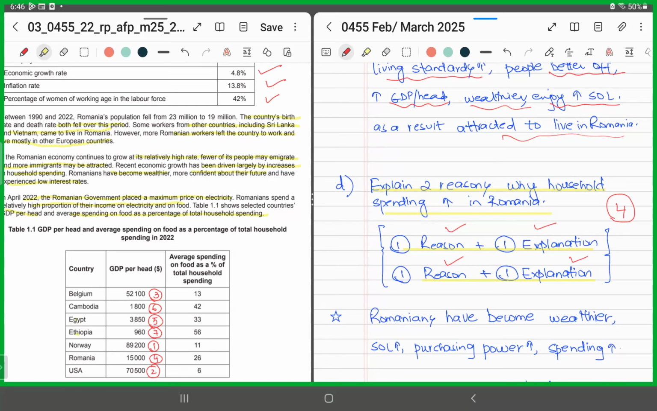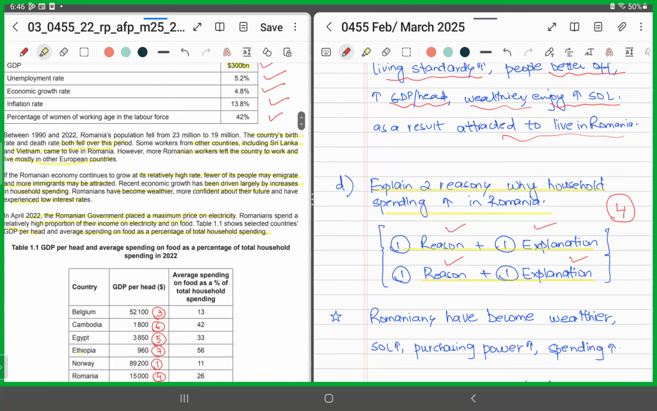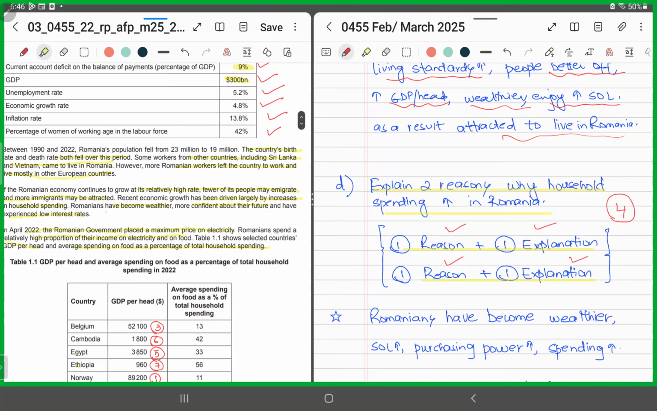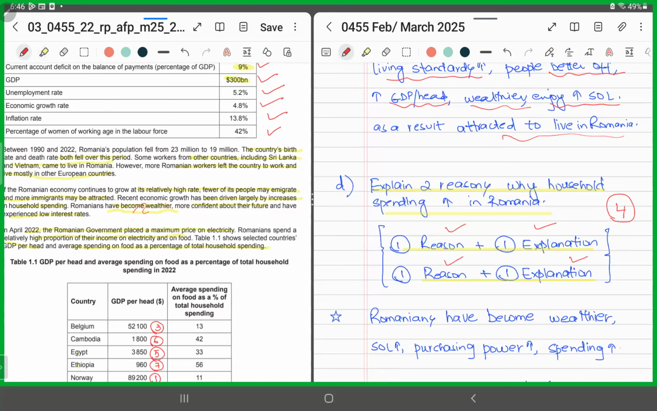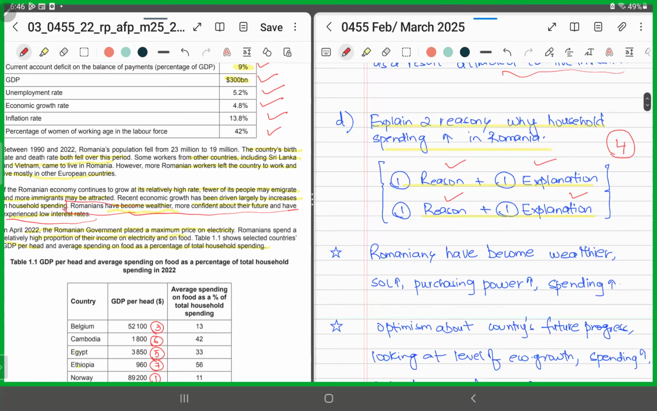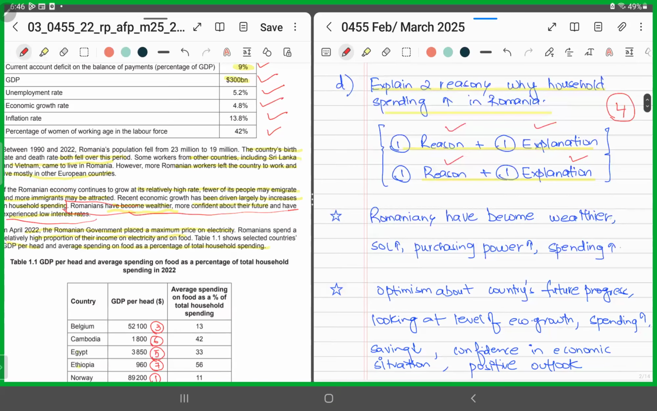Now, remember, they had given us these 3 reasons. Romanians have become wealthier, more confident about their future, and have experienced low interest rates. So, these are exactly the points that I've mentioned. You would say that Romanians have become wealthier. As a result, their standard of living has risen. They are enjoying a higher purchasing power. They are able to spend more on the provision of goods and services. As a result, their spending rose.